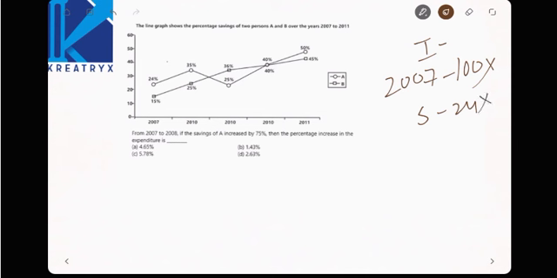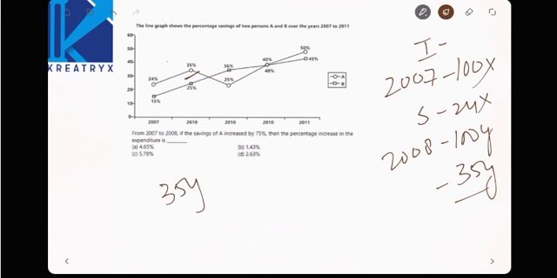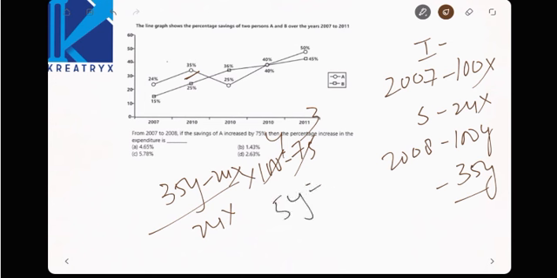Okay. Now let us consider income of A in 2008 is 100y. Now what is the savings here? 35%. So 35y. Now see here, his savings have increased to 75%, it seems. So see here, 35y minus 24x by 24x into 100 is equal to 75, it seems. Cancel this 3 4. Now what will be the relationship between y and x? It is 5y is equal to 6x.